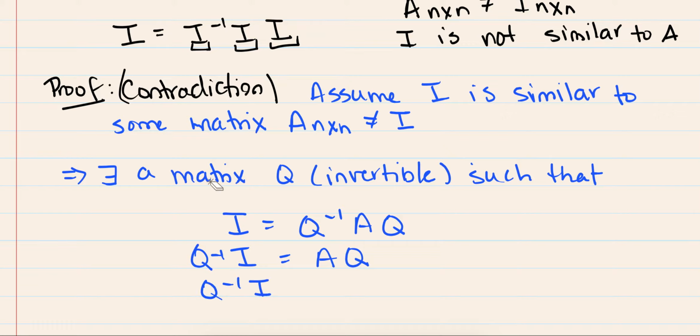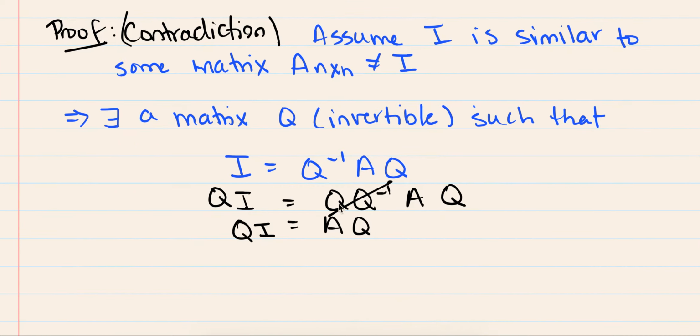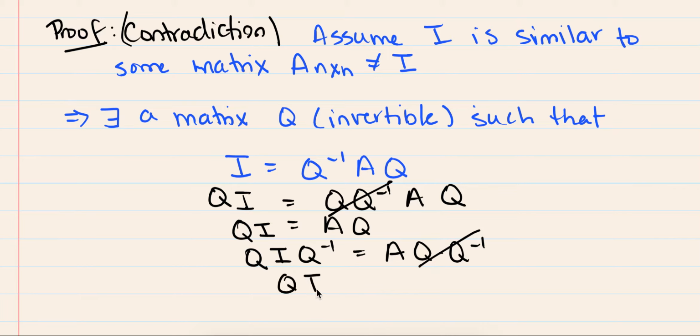Actually, it'd be better if I write it out. I'm going to multiply by Q inverse on the left, so Q inverse A Q. This becomes the identity, so we have Q times I is A times Q. And now we're going to multiply on the right by Q inverse, so we get Q I Q inverse is A Q times Q inverse, so that becomes the identity. And we get Q times I times Q inverse is A.